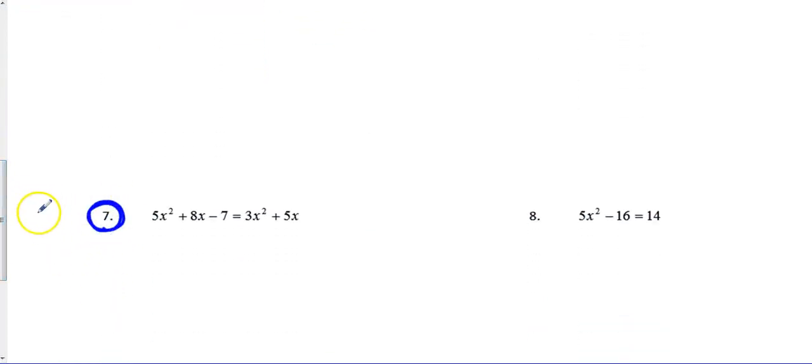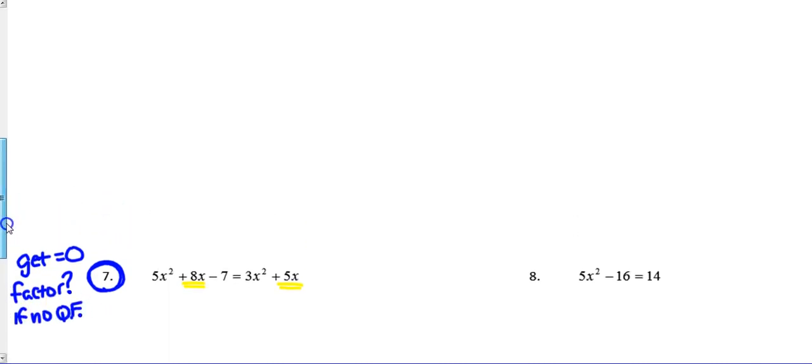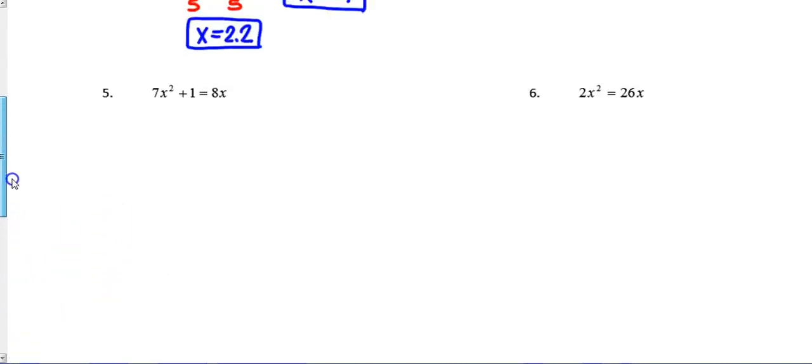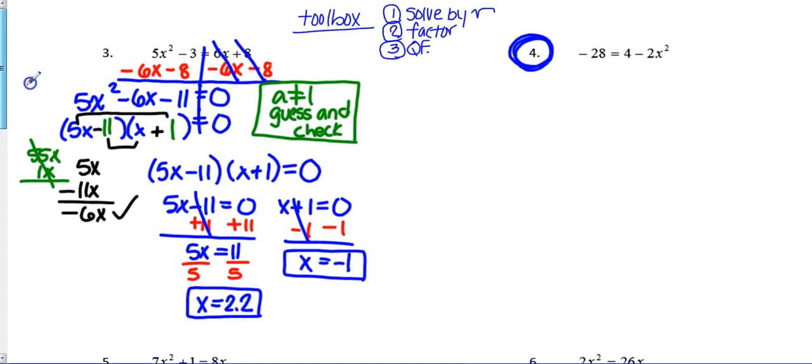I would put a note here. I do have a middle term. So my hint is get equal to 0 first. Remember that. Can you factor? If yes, factor. If no, quadratic formula. So we'll start off class tomorrow looking at 7 and number 4.